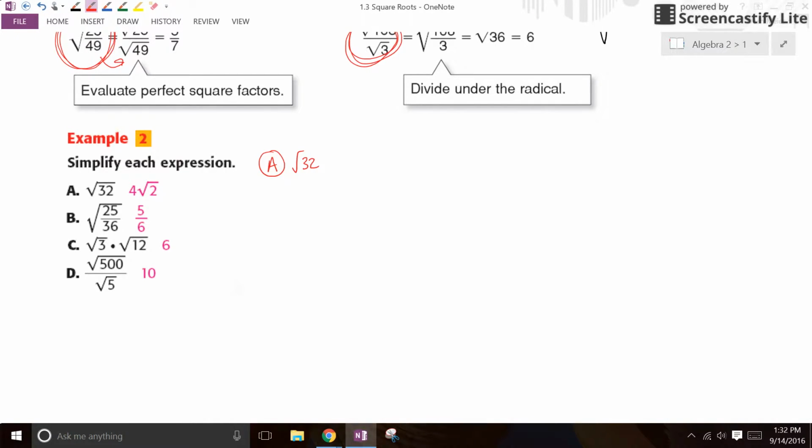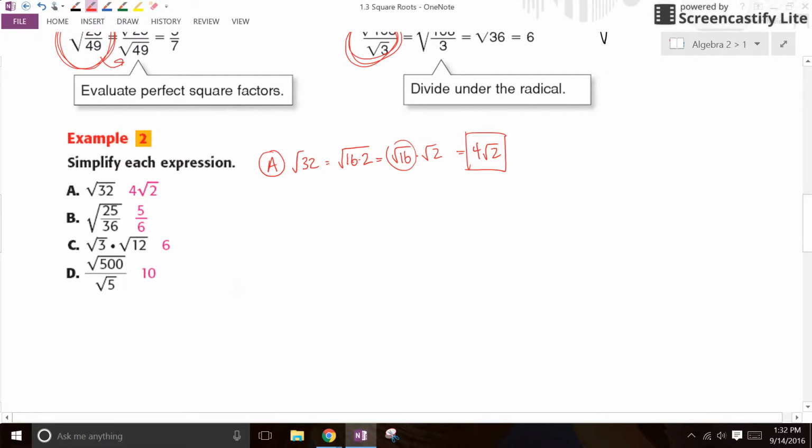25, 36, darn, none of those. But I do know that this is 16 times 2. And then I know that that is root 16 times root 2. And I know what root 16 is. That's 4. So this is 4 roots of 2. And boom, there's your square root.